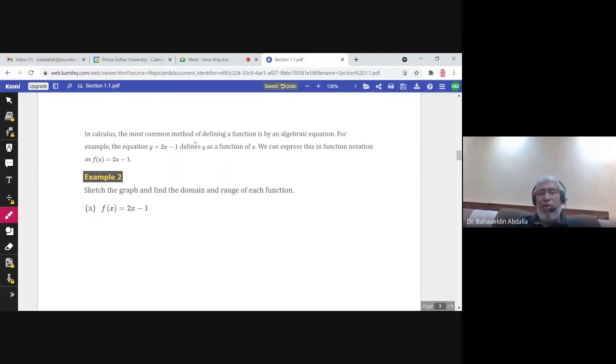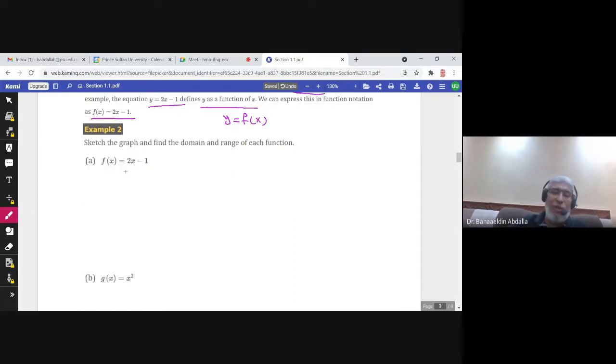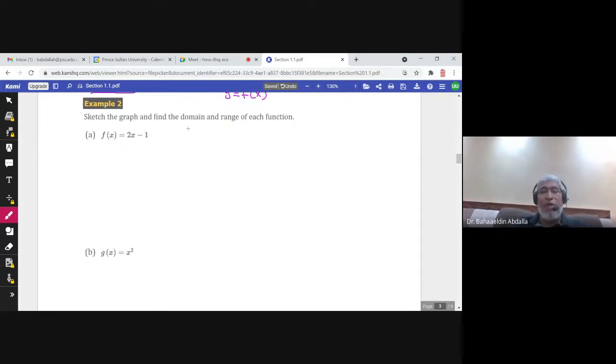Now, the most common method of defining a function is using an algebraic equation like this: y equals x minus 1. Here x is the independent variable, y is the dependent variable, and we say that y is a function of x. We can replace y by f of x because y is always f of x. So we can write f of x equals x minus 1. Let us see this example. Sketch the graph and find the domain and the range of this function.